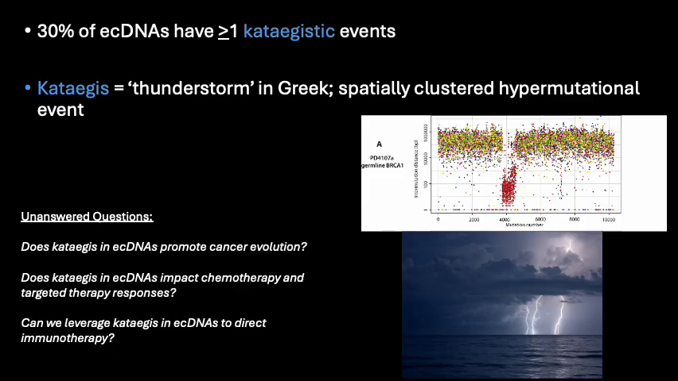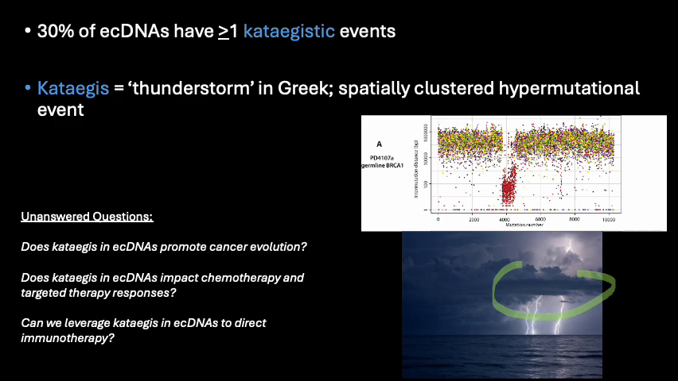Now, I mentioned something earlier in the video, and that was that many ecDNAs feature something called Kyklonic hypermutation. What is that? That's a very fancy term. Well, the synonym for that is Kataegis. And 30% of ecDNAs have greater than one kataegistic events. And Kataegis actually means something very interesting in Greek. It means thunderstorm. As you can see here, there's a lightning strike here.